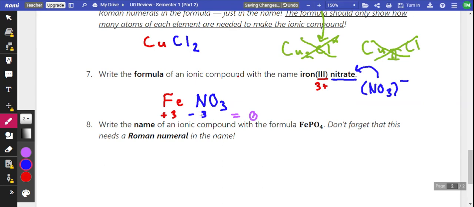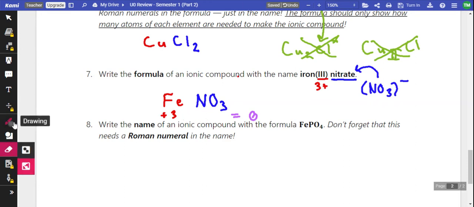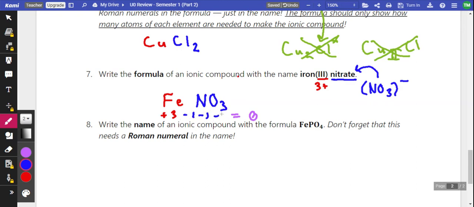Okay, well, nitrate has a -1 charge. So if I need a charge of -3, how many nitrates do I need? Well, if each one's -1, if I had 3 of them, I'd be like saying I've got a -1 and a -1 and a -1. That cancels out to 0. So this whole nitrate thing needs to be there 3 times.